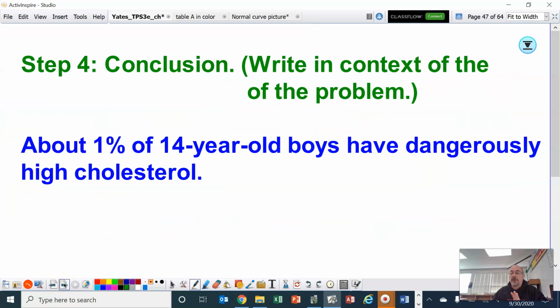So the conclusion, and then the video is over with. I know it's a little long, it's going on 40 minutes. Write your answer in context of the problem. So about 1% of 14-year-old boys have dangerously high cholesterol. So we end it with our conclusion.